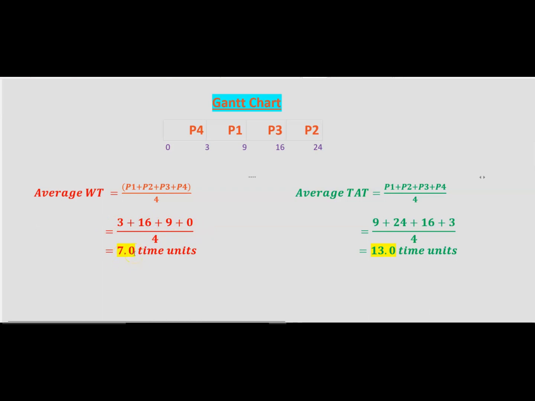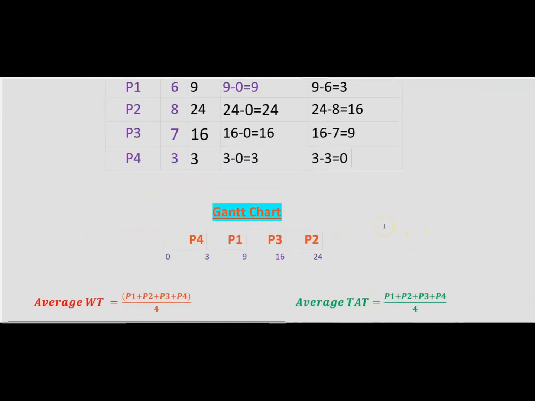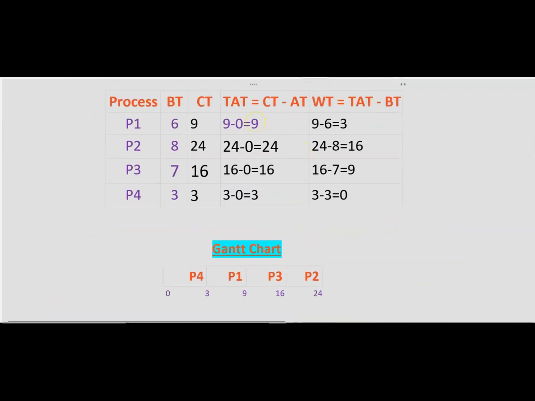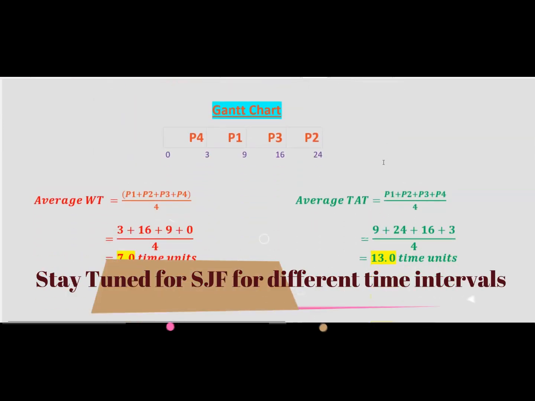I am writing time units over here because it is not mentioned in the question which units to take. If it is mentioned, suppose milliseconds, then you have to write milliseconds over here. Similarly, you can calculate the average turnaround time also. The formula is the same, that is adding all the processes divided by the number of processes. You can directly pick the values from the turnaround time table, that is 9 plus 24 plus 16 plus 3 divided by 4. So the answer I'm getting is 13.0 time units. So I hope you got the first category, when all the processes arrive at time interval 0.